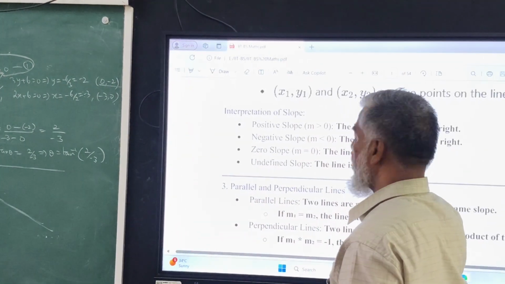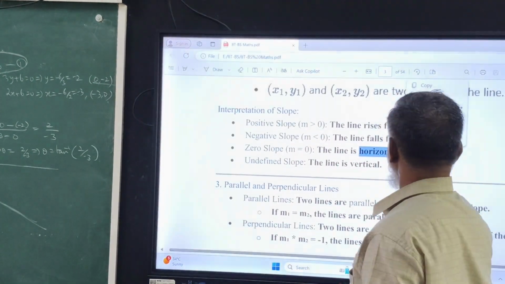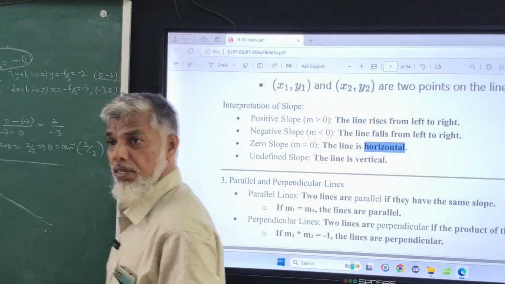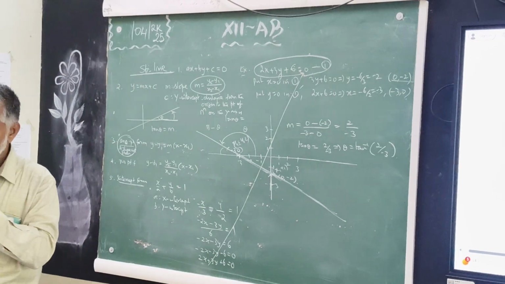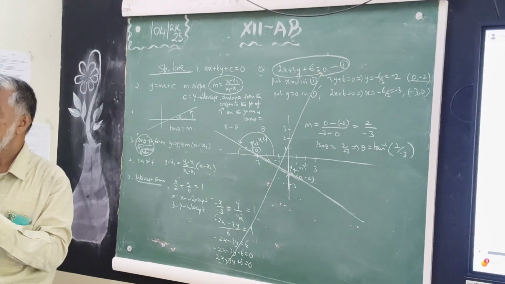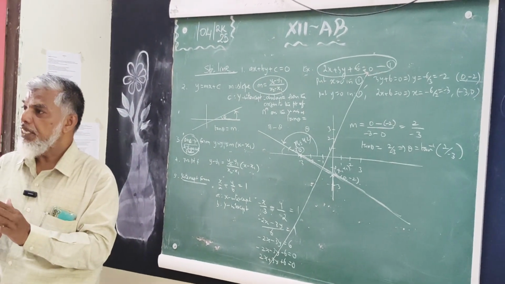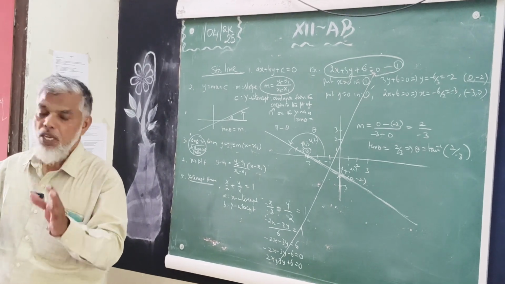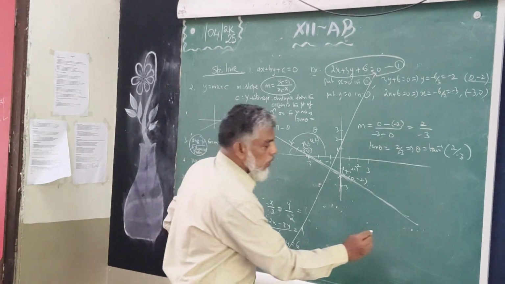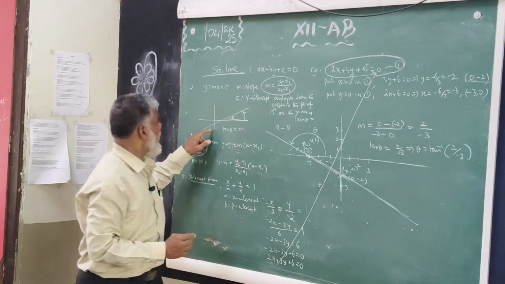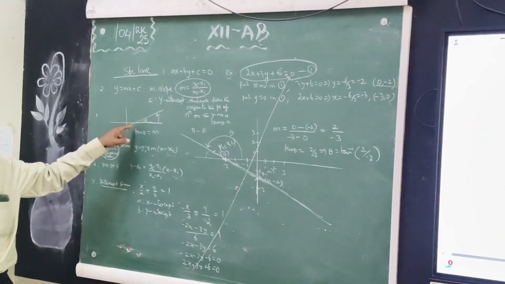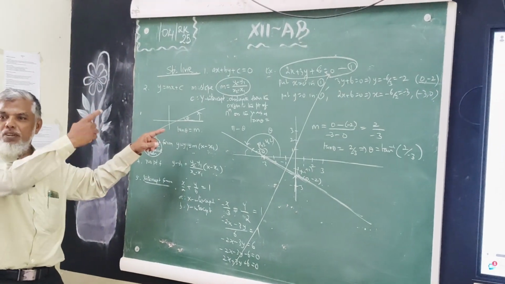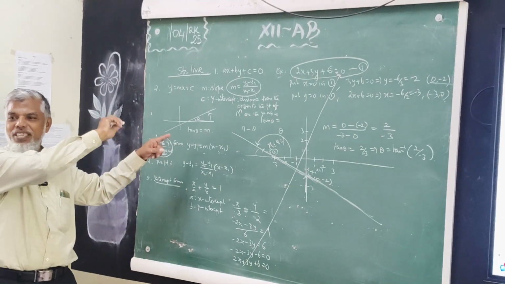It rises here, falls from left to right. By looking at the slope, the direction, we can tell whether the slope is positive or not. For that, I will give a simple example. What about this one? Positive slope or negative slope? Positive slope. Why? Because it rises from left to right.